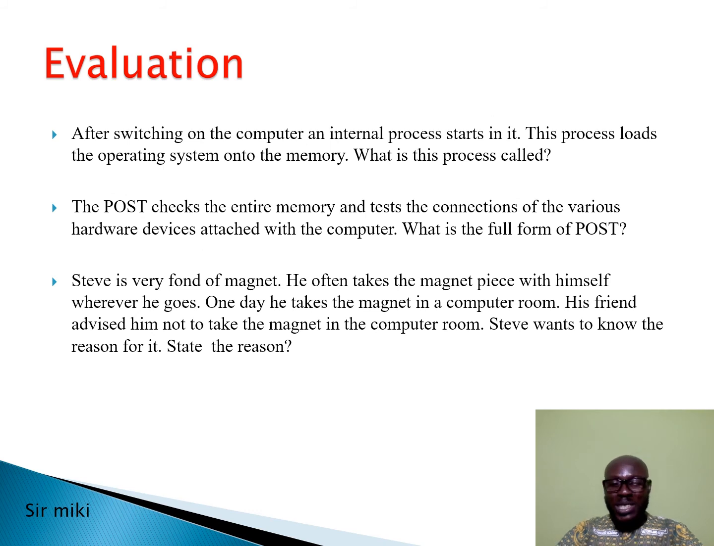Good. What do we have? Wow, gradually we are getting to the end of our lesson. Evaluation. Our first evaluation. After switching on the computer, an internal process starts in it. This process loads the operating system onto the memory. What is this process called? Evaluation 2. The POST checks the entire memory and tests the connections of the various hardware devices attached with the computer. What is the full form of POST?